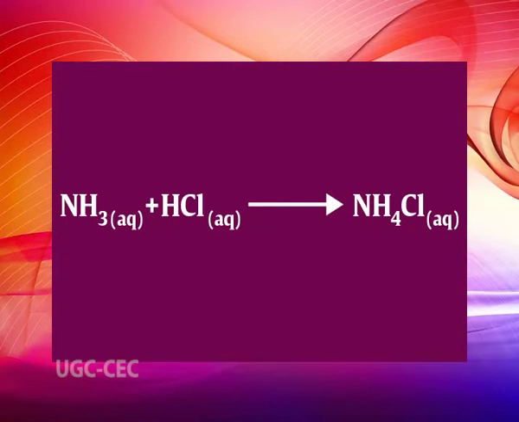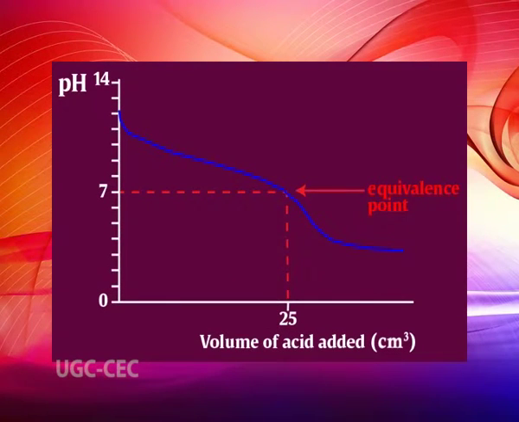Numerically, we can show NH3 aqueous, that is ammonia, plus hydrochloric acid HCl aqueous gives NH4Cl, ammonium chloride, in its aqueous form. At the very beginning of the curve, the pH starts by falling quite quickly as the acid is added, but the curve very soon gets less steep.